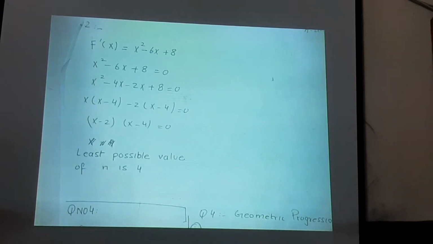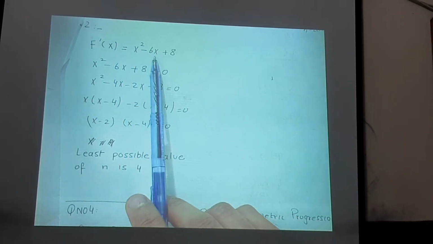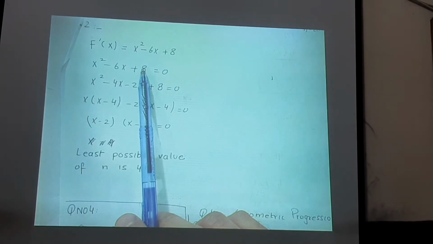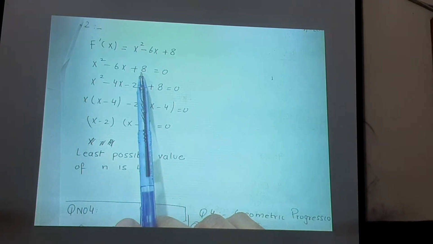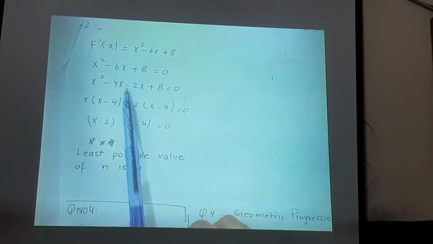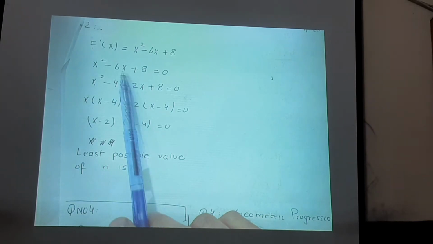Now when the function is increasing, then its derivative can't be negative. Obviously we have a derivative greater than 0 in that case. So f prime x is x square minus 6x plus 8. In order to find the values of x for which the function is increasing, I am going to equate this derivative to 0. Now I am going to do the middle term break. The factors of 8 are 4 and 2. 4 into 2 is 8, while minus 4 minus 2 is minus 6.